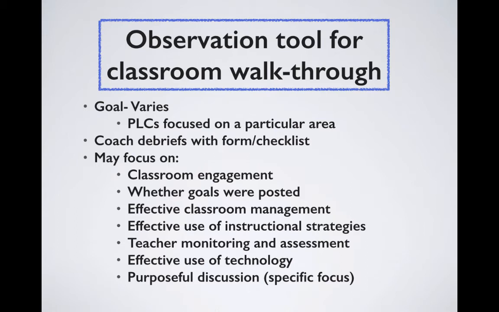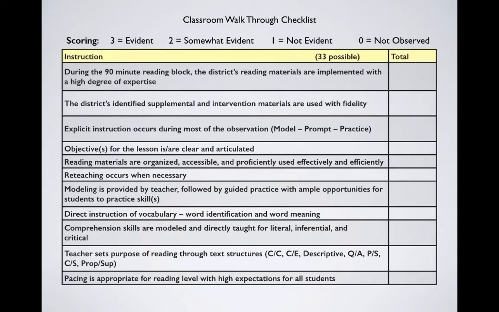or needs improvement. Walkthrough observation tools may include indicators related to classroom engagement, whether goals were posted in the classroom, effective classroom management, effective use of instructional strategies, teacher monitoring and assessment, effective use of technology, and purposeful discussion or specific focus. Let's look at an example of a walkthrough form.